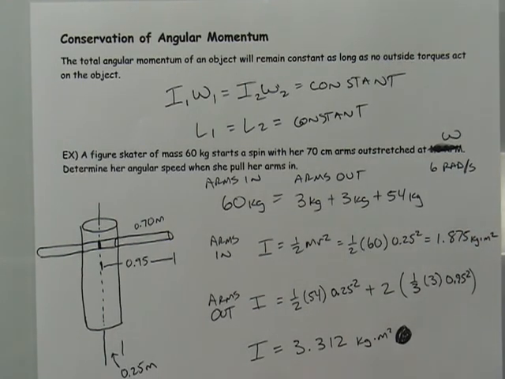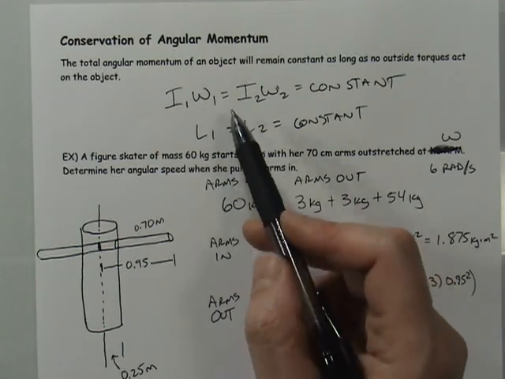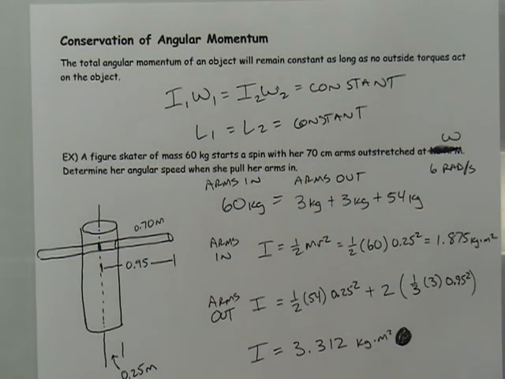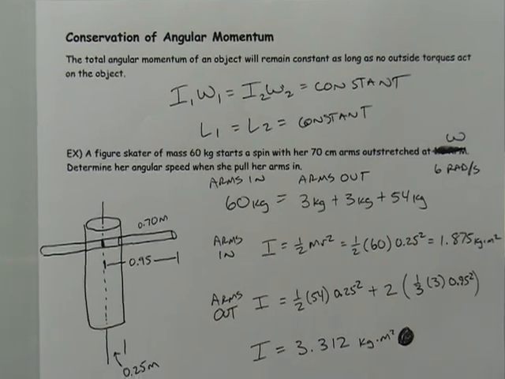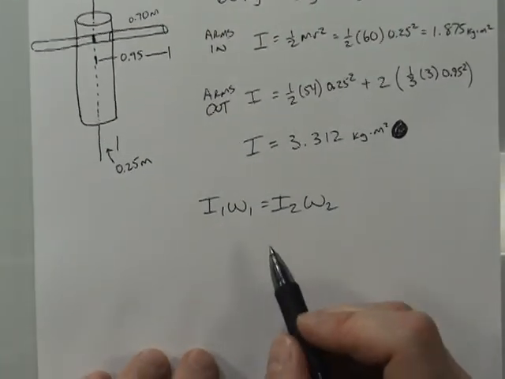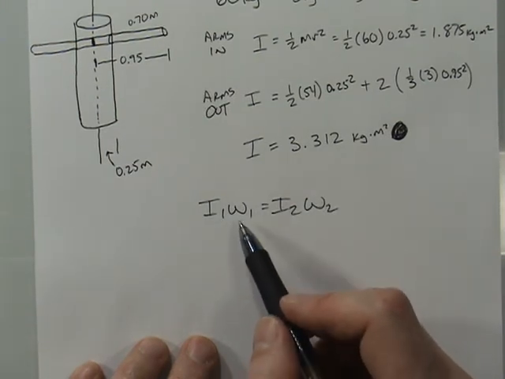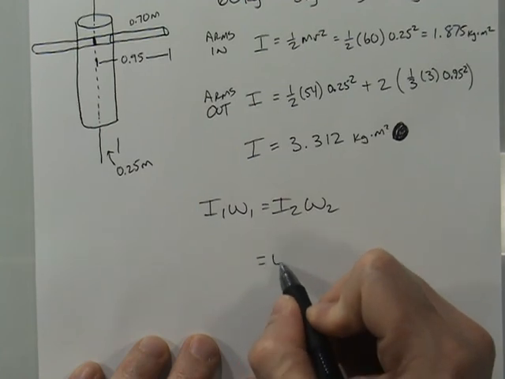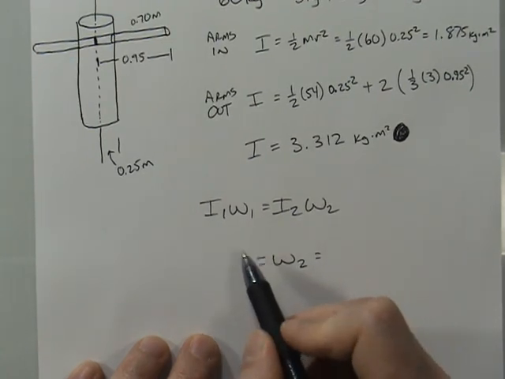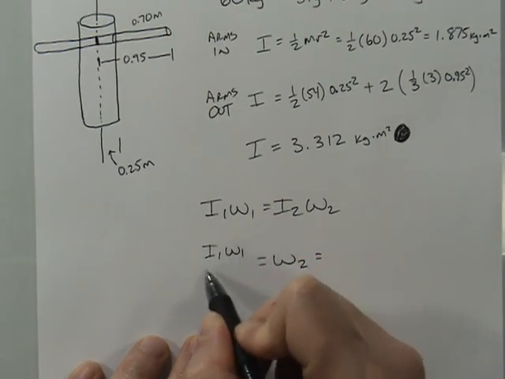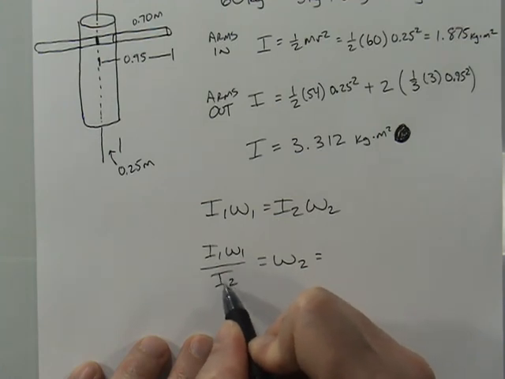then we can use the idea of conservation of angular momentum, which says that I1 omega 1 is equal to I2 omega 2. Let me move this up a little bit so you can see. So now I have the angular speed, I have both of the moments of inertia, and now I can go ahead and calculate omega 2. Omega 2 would be equal to I1 omega 1 divided by I2.